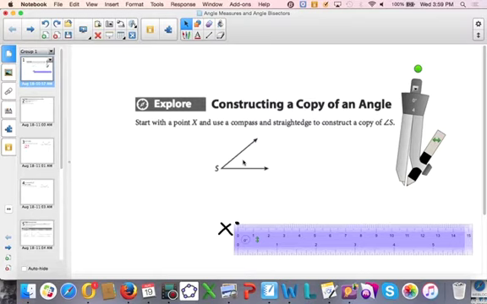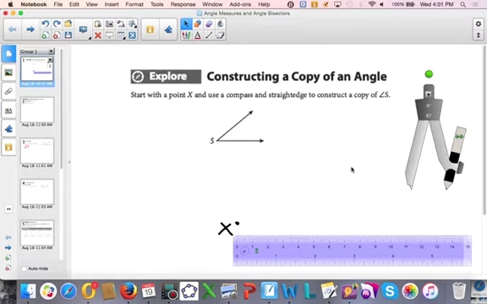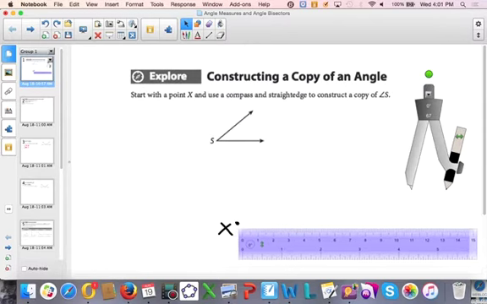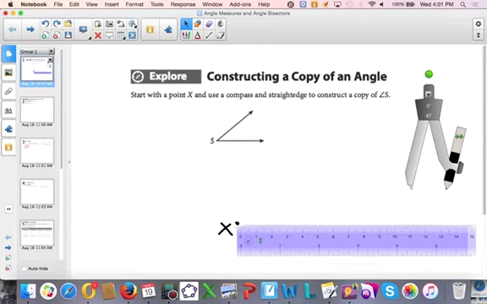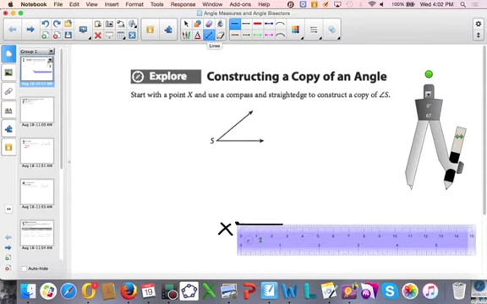So understand what they mean by that. They haven't told you that X will eventually be the vertex, but that's kind of the point. X will be the vertex of my new angle. I need a side passing through X. So I'm going to move my straight edge to line up with that, and I'm going to draw a ray that starts at X. So that's going to be one of the sides of my angle.